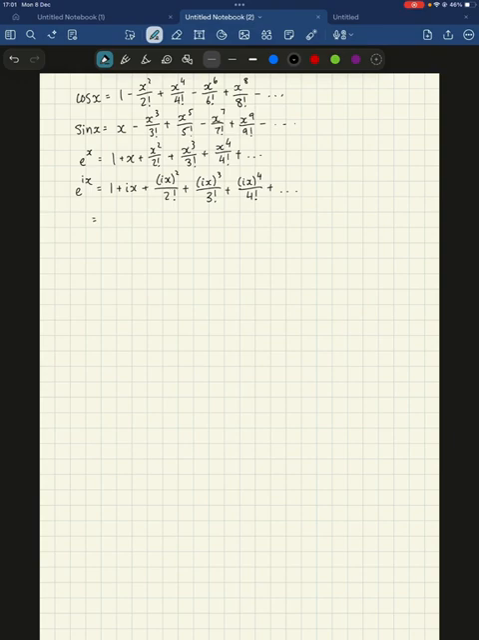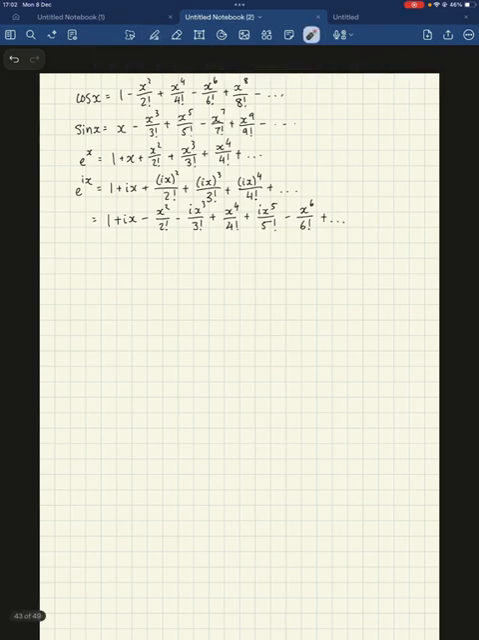Now what this gives us is 1 plus ix. Now ix all squared is i squared x squared. Well, i squared is minus 1, so we get minus x squared over 2 factorial. i cubed is minus i, so here we get minus ix cubed over 3 factorial. i to the power of 4 is 1, so here we just get plus x to the power of 4 over 4 factorial. The next term we get ix to the power of 5 over 5 factorial. Then the next term we get minus x to the power of 6 over 6 factorial, and so on. So we see that some terms contain an i, and some terms don't.